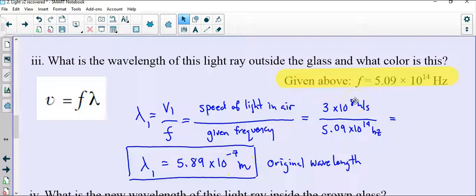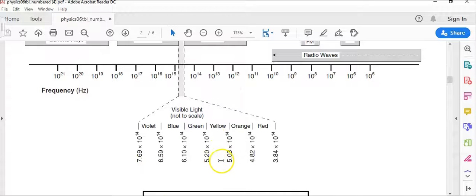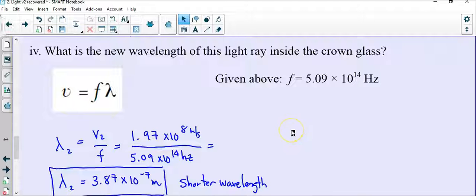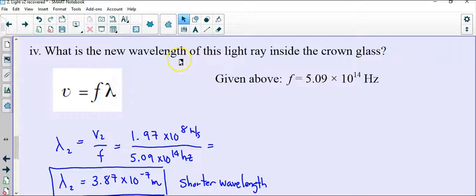If you're not sure how to find the color of this wavelength, you look at the frequency, which was given as 5.09 times 10 to the 14 hertz. You go to the electromagnetic spectrum chart, and you find that 5.09 is between 5.03 and 5.20, and that's a shade of yellow light. Well, what is that change in the wavelength? Using V equals F lambda again, solving for lambda, we take the second speed and divide it by the original frequency, and we get 3.87 times 10 to the negative 7, which is a shorter wavelength than the original 5.89. So the wave has shortened its crest-to-crest wavelength.